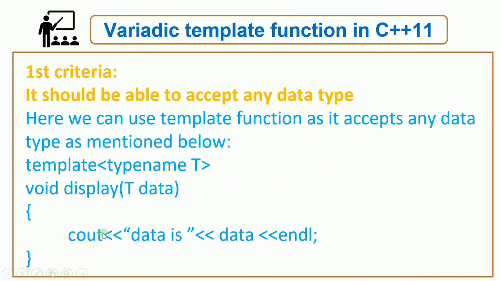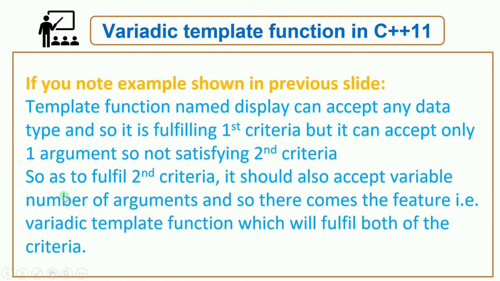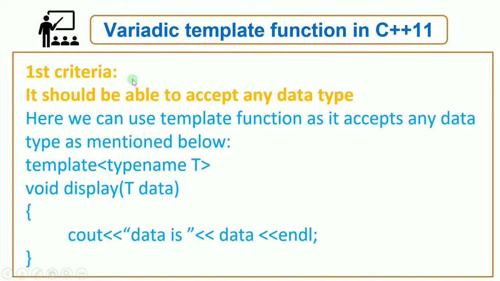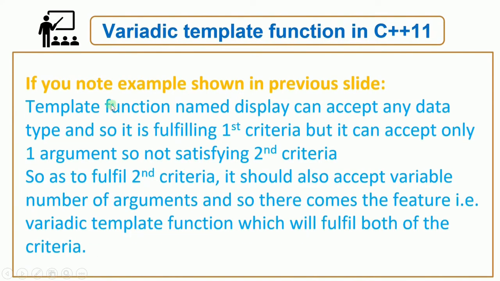If you note the example shown in the previous slide, that is this example, what you will find is that, first of all, this display is a template function, and it has the typename T, and it is having only one argument. So this T can be integer, character, double. So it is fulfilling the first criteria. But the second criteria, that it should have a variable number of arguments, is not satisfied in case of the template function.